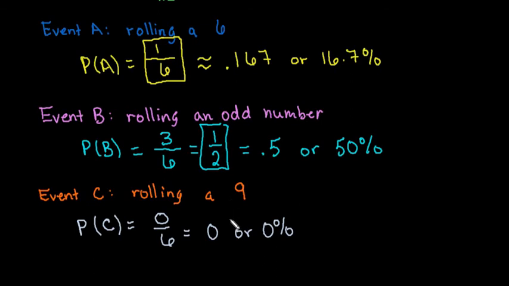So remember, with probabilities, they must always be between 0 and 1 inclusive. The closer the value is to 0, the less likely it is to happen. The closer it is to 1, the more likely it is to happen.